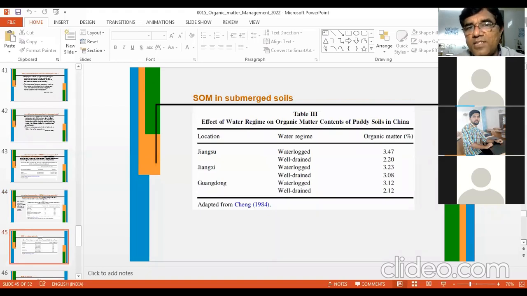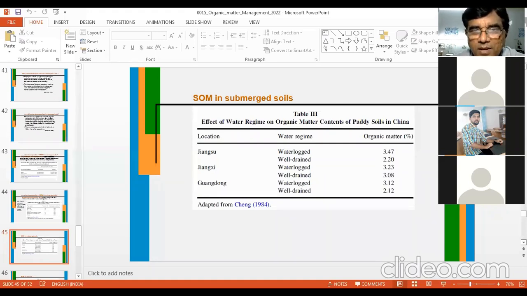Now, this is very interesting data on soil organic matter in submerged soils. You can see the effect of water regime on organic matter, and what these submerged, flooded soils are doing for improvement in organic matter content. See, these are 3 different locations in China: Jiangsu, Jiangxi, and Guangdong. In Jiangsu, the soils were identical, meaning same area, same field, but the soils were waterlogged. So organic matter in the long run was 3.47%, and in well-drained, aerobic soils, it was 2.2%. So see the difference in organic matter because of rice cultivation. All other things were the same.